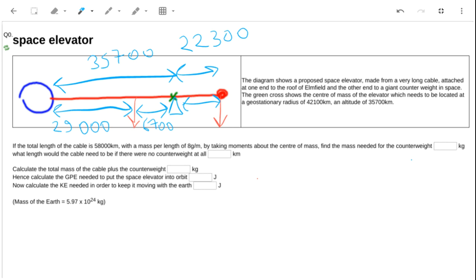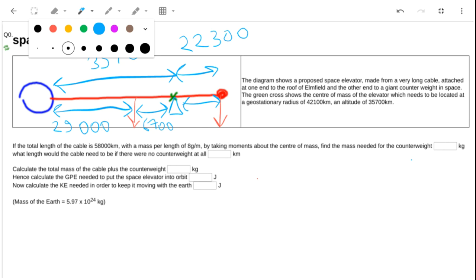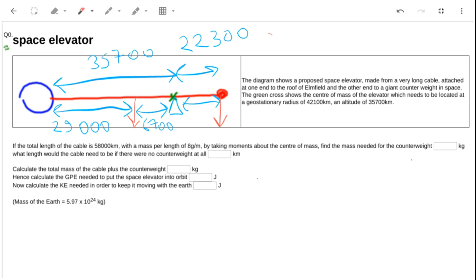And I need to work out the mass of the cable as well. So let's just put that up here. That's going to be the length of the cable, which is 8 grams per meter or 8 kilograms per kilometer. And I'm going to multiply that by the length. So 8 times 58,000, which is 464,000 kilograms.